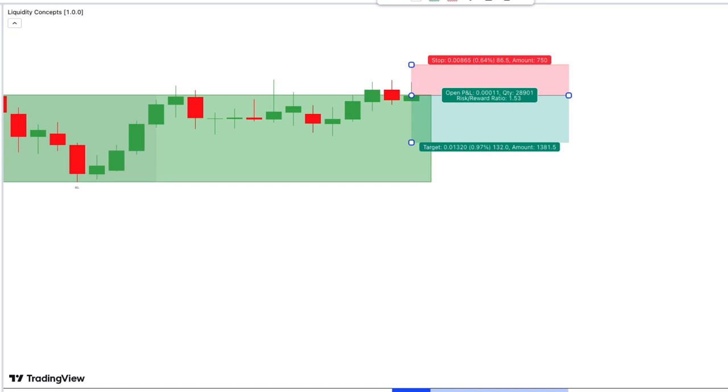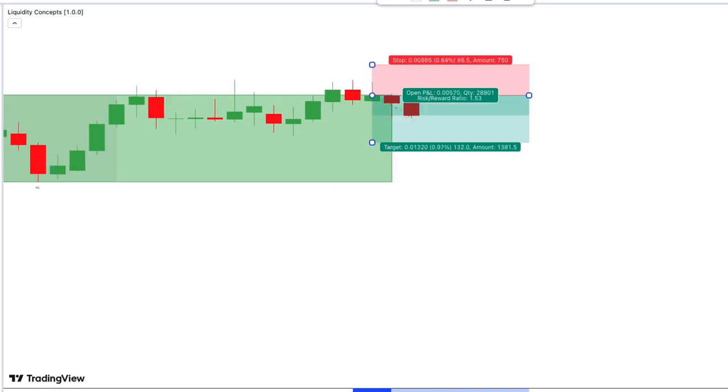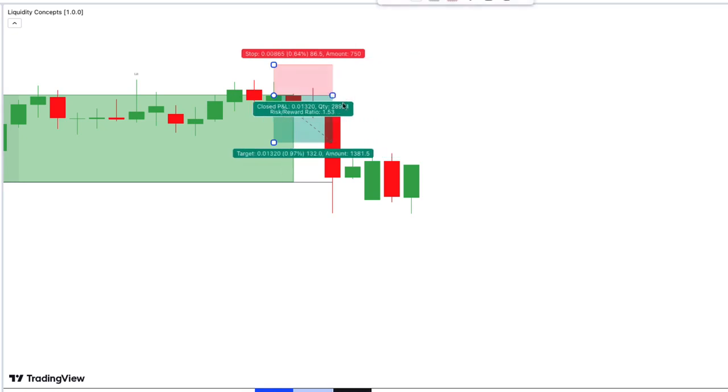Now let's use your knowledge and practice. Let's see what happened with this trade. We can see this trade easily won.